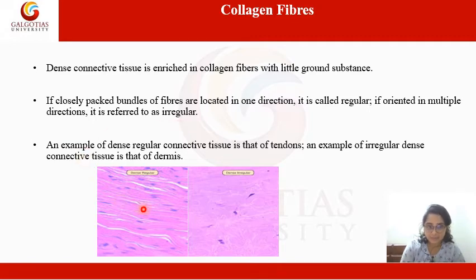We can see from this diagram, this is the dense collagenous, and this is the non-dense one. An example of dense regular connective tissue is that of tendons, which connect bone to muscles, and an example of irregular dense connective tissue is that of the dermis of the skin.